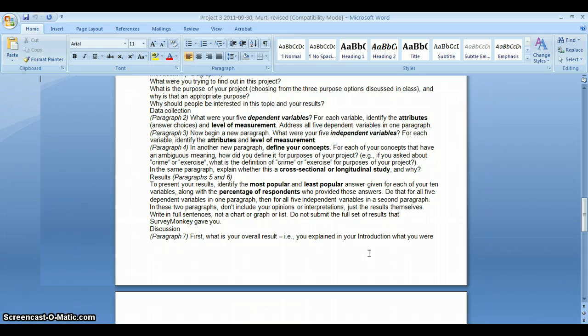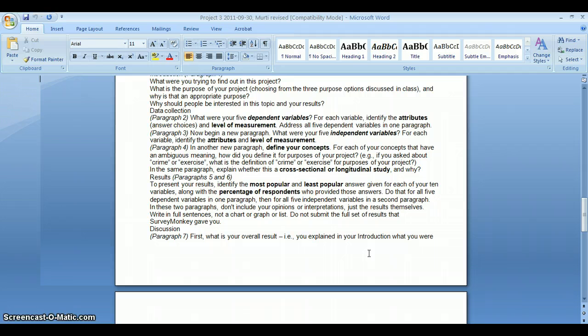Then for all 5 independent variables in a second paragraph, paragraph 6. In these 2 paragraphs, do not include your opinions or interpretation. All you're giving me are the numbers, the data, right? The most popular and least popular answer without analyzing them. Just give me the results.